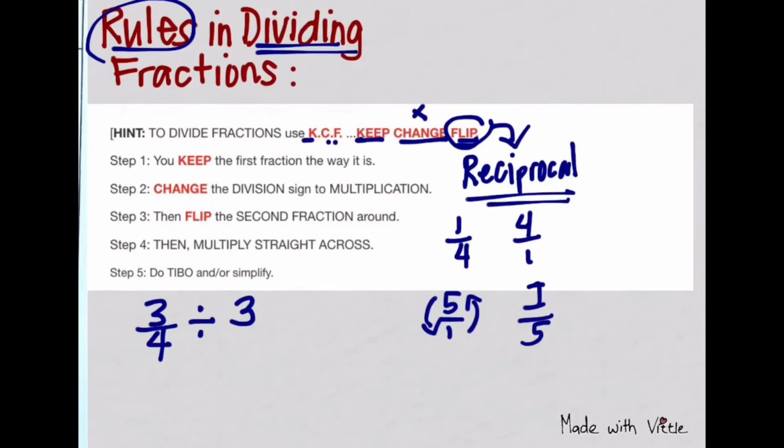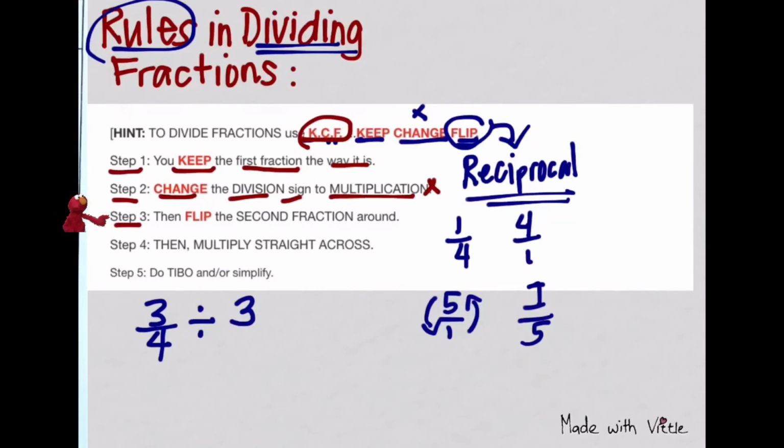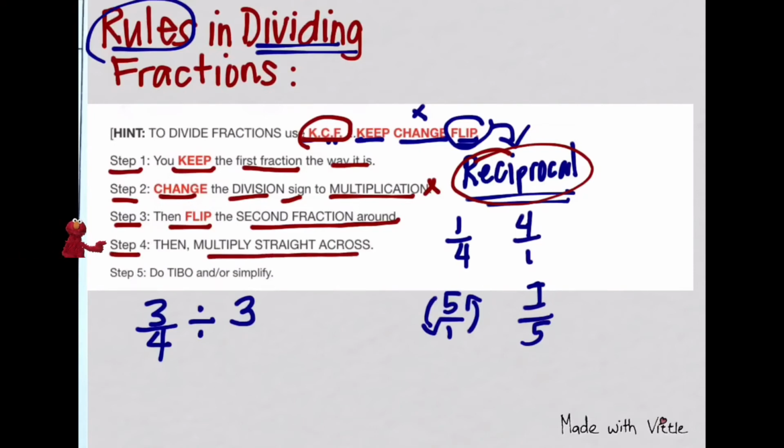So let's read the rules again. We do KCF. So step 1, you keep the first fraction the way it is. The next step is you change the division sign to a multiplication sign. Then step 3, you flip the second fraction around, or you're getting its reciprocal. Then step 4, you multiply straight across because you're now on multiplication of fractions. Then you're going to have another fraction, and if it's improper, step 5, you do TIBO or you simplify. Okay? Let's have another example here.